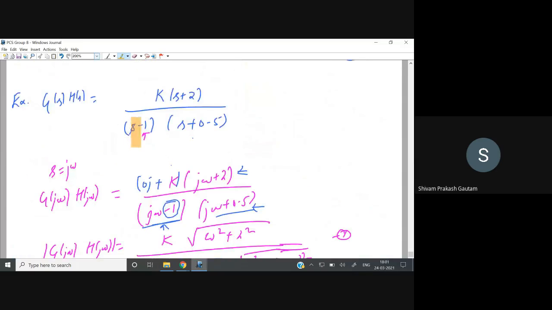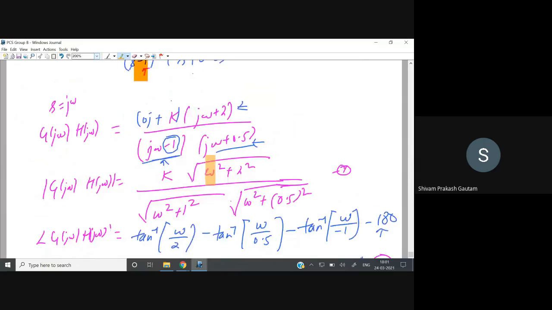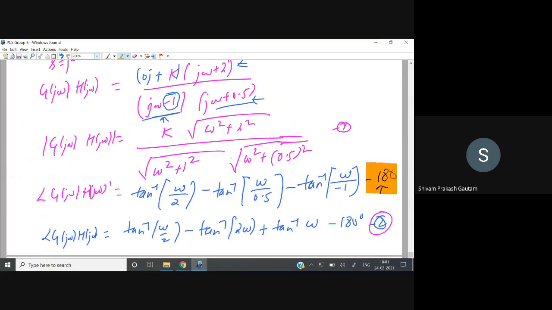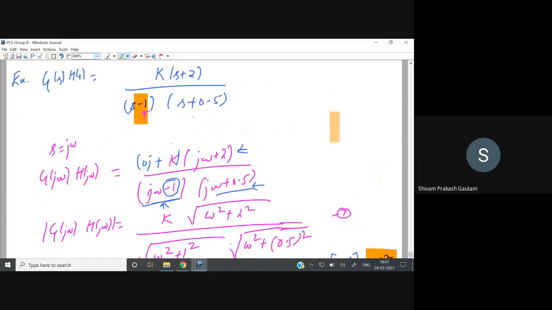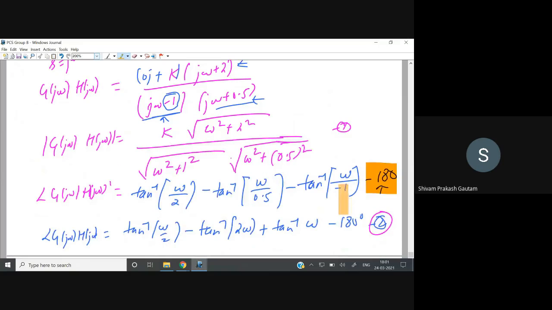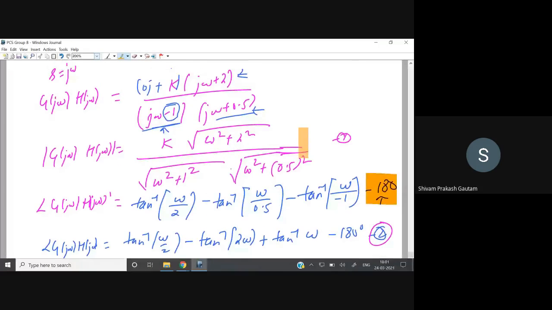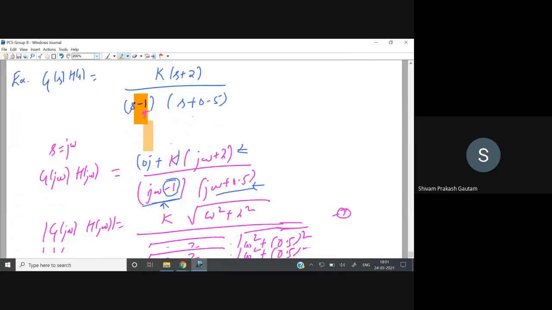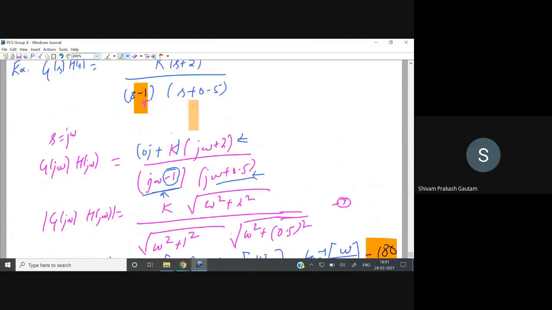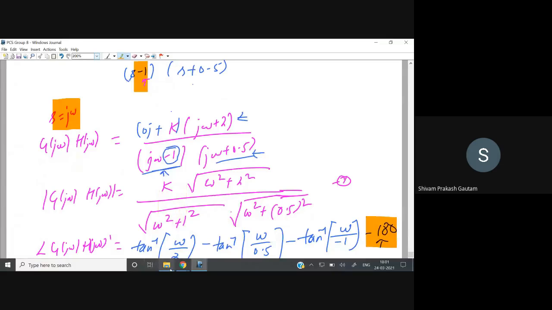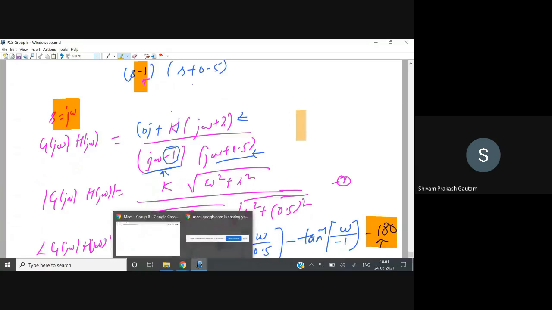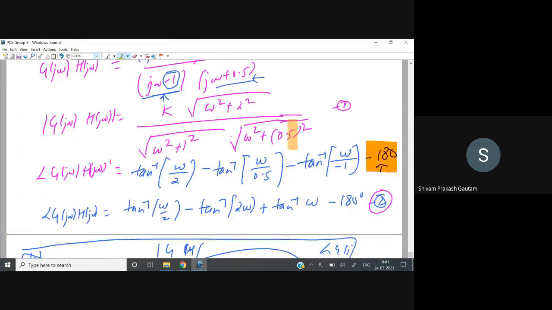Here also we have a negative real part. If you have a negative real part, that means we have to add the minus 180 degree line. Suppose you have two negative real parts, then you have to add minus 180 minus 180, that is minus 360 degree. Since we have only one negative part, that is why we have added minus 180 degree. So put s equal to j omega. This is the first step. Calculate its magnitude and phase. So this is the calculated magnitude and phase.